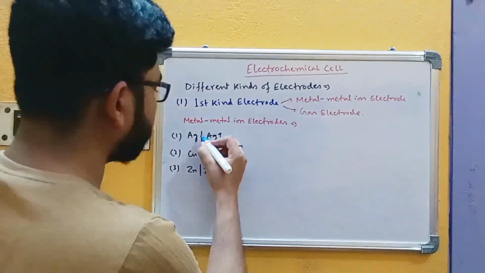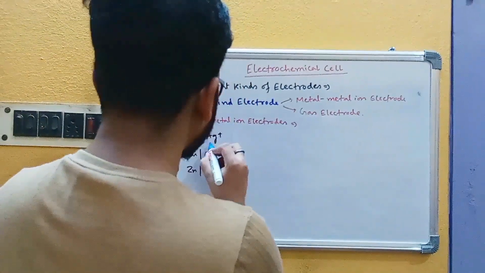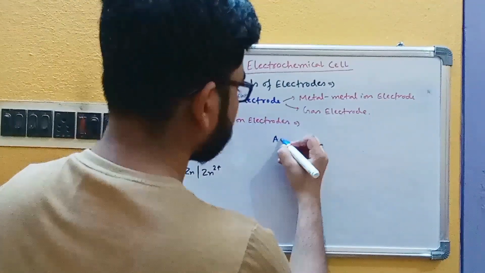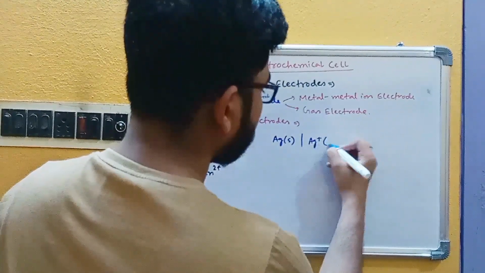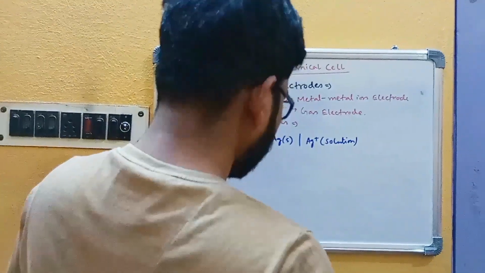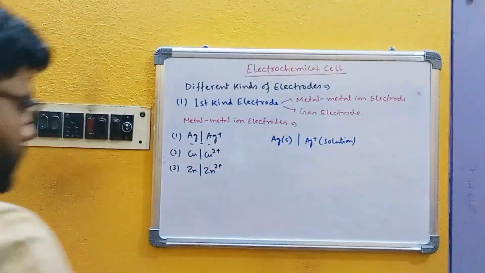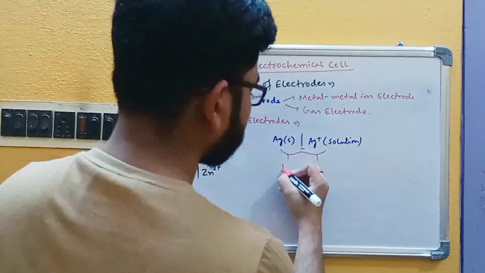Now what does this vertical line stand for? These actually differentiate the two separate phases, that is Ag in solid phase and Ag plus in solution phase, and this vertical line actually differentiates these two phases.